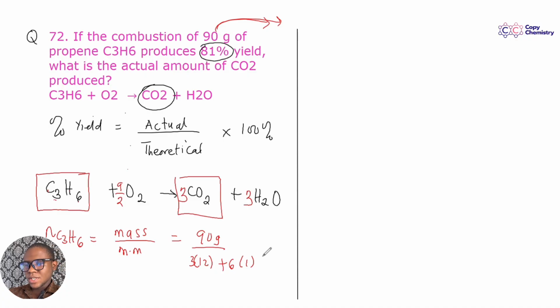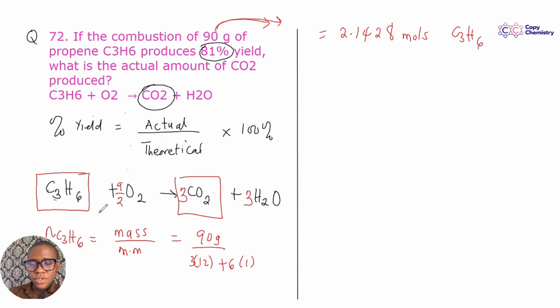All right, so let's work that out. What's the number of moles of my propene? When you solve all this, the denominator there should give you around 42. So that's 90 divided by 42, and that's 2.1428. So 2.1428, that is the moles of C3H6.